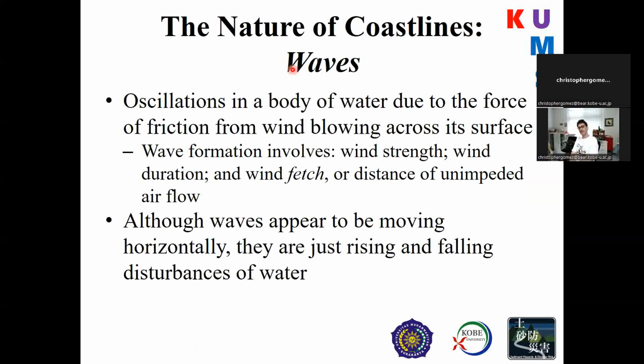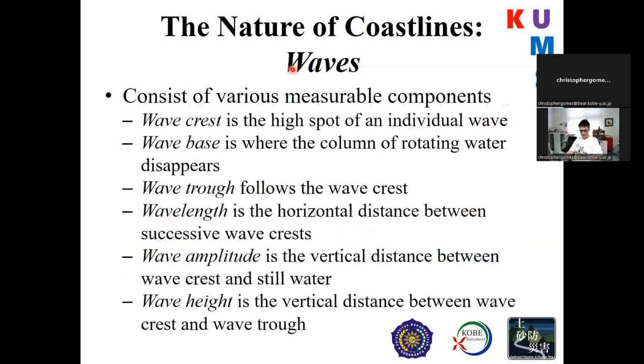So now, if you look at the oscillation of a body of water due to the force of friction from wind blowing on the surface of the water, we're not talking about tsunami here, just the surface. The wave formation involves wind strength, wind duration, and wind fetch, or the distance of unimpeded airflow. All the waves appear to be moving horizontally. They are just rising and falling disturbances in the water.